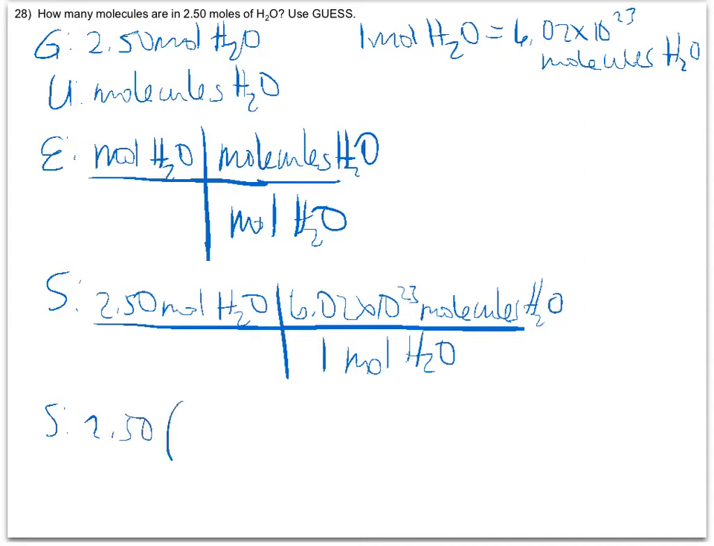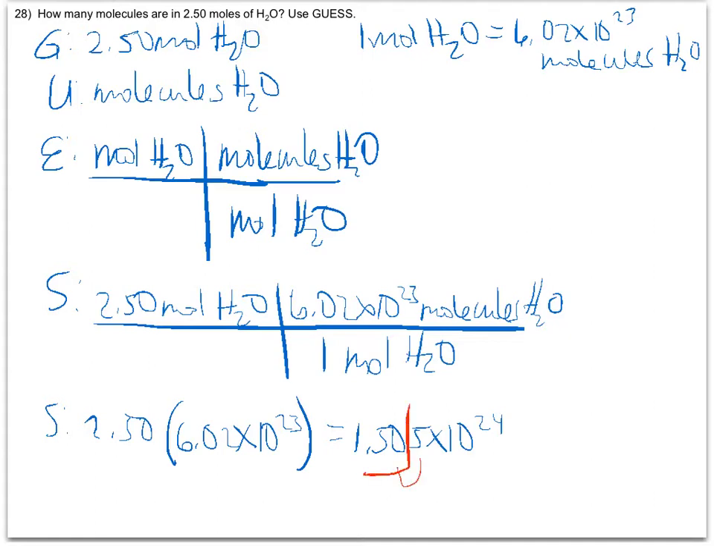2.50 by 6.02 times 10 to the 23rd. And you get 1.505 times 10 to the 24th. The last thing is significant digits. So if we look at our significant digits, this has 3, this has 3. Both of these have 3, so we need our answer to go to 3. So our final answer is 1.51 times 10 to the 24th molecules of water.